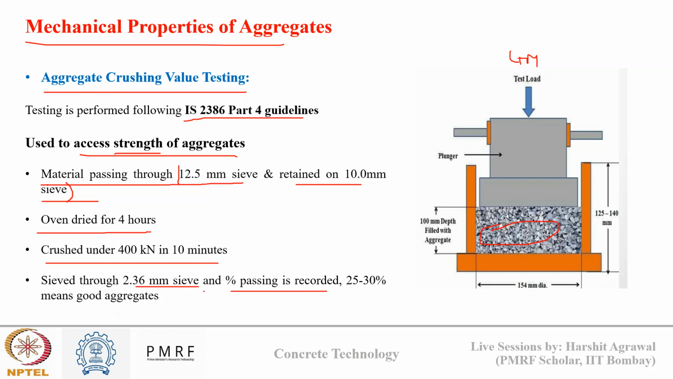Generally for good aggregate, the percentage passing should be limited to 25 to 30% and not more than 30%. Based on the quality of aggregate, the strength of aggregate can change. So this test will ensure that the aggregates that I am using are of good strength.